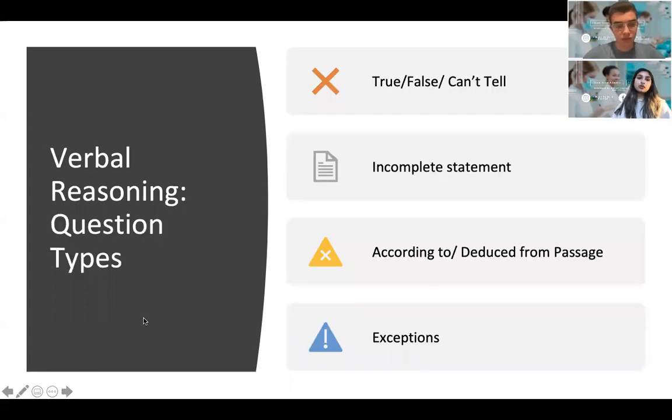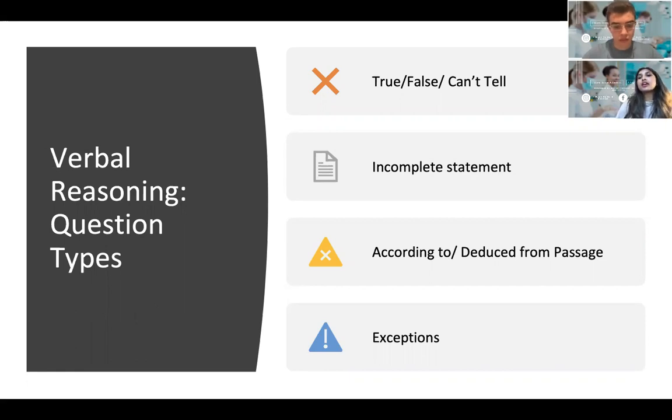So there are 4 different question types you can get with verbal reasoning. You can get true, false, and can't tell questions. So it'll have a statement and you have to say whether it's true or false, or if you can't tell from the passage. Then you have an incomplete statement. So you'll have a half-written statement where the sentence isn't finished, and you have to be able to give the best answer possible for the question.